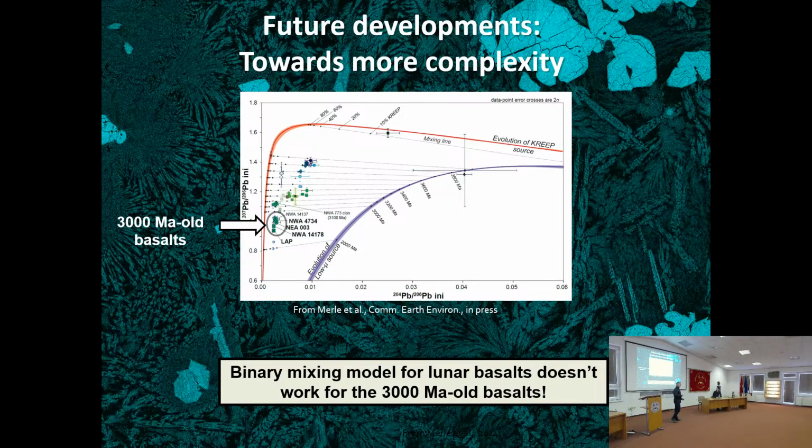Now, we can go a bit further. That's the last thing we have done so far. The more samples we analyze, the more complexity we discover. Actually, we have recently investigated these 3 billion years old basalts I mentioned at the beginning. They don't match this binary mixing model. So, what is going on with these samples?